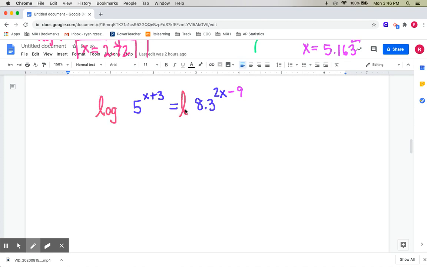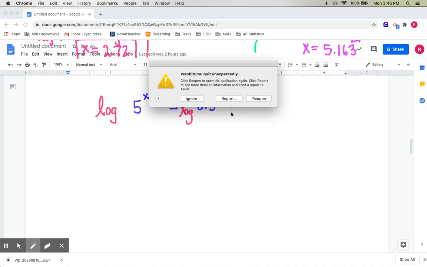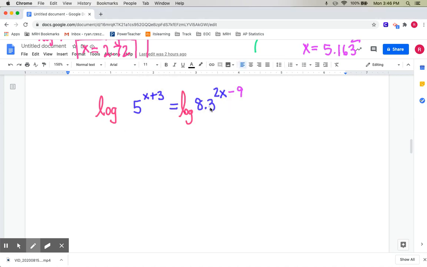So I could do a log with a base of 5 to both sides, or I could do a log with a base of 8.3. It doesn't matter which one you choose, but you have to be consistent. Just to show you guys that decimal bases are all right, I'm going to do a log base 8.3. You could have just as easily done log base 5 to both sides, but they have to match.